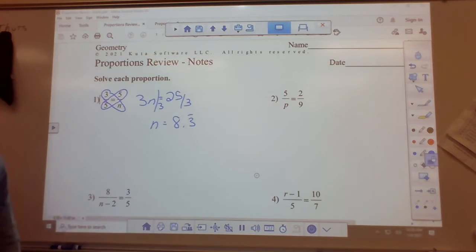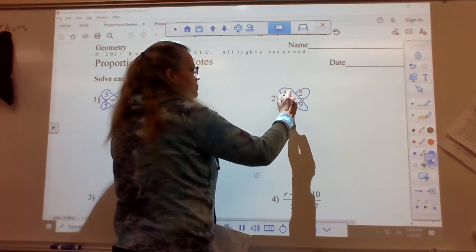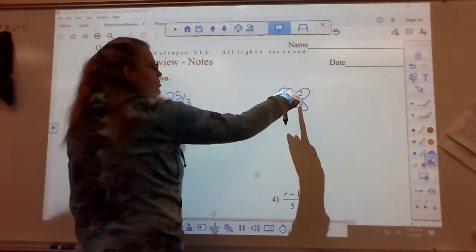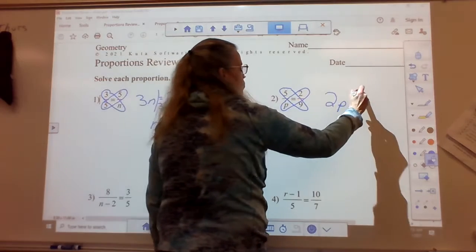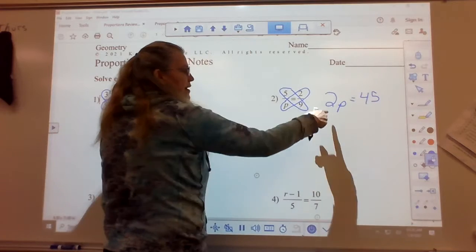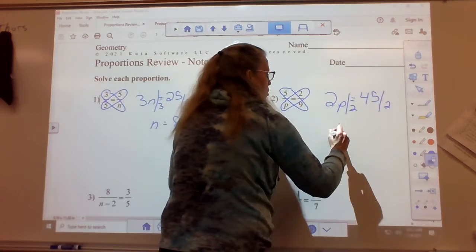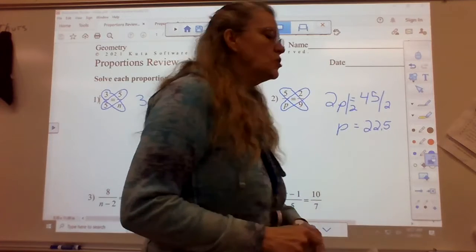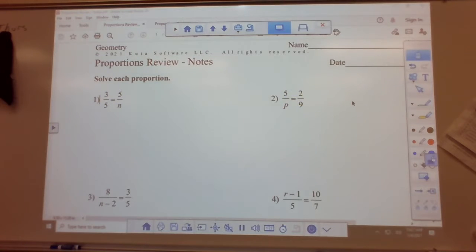So number 2 is the same way. We're going to multiply the 5 and the 9, multiply the 2 and the p. It doesn't matter which direction you start with, but I like to start with the variable. So 2p equals 5 times 9 is 45. Now just solve for p, divided by 2. So p equals 22.5. So the first two questions are the easiest two, because all you have to do is solve for that one missing variable.